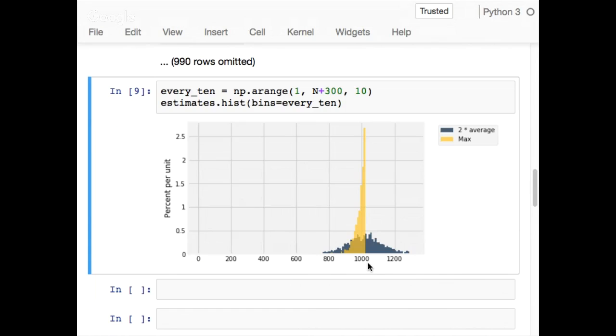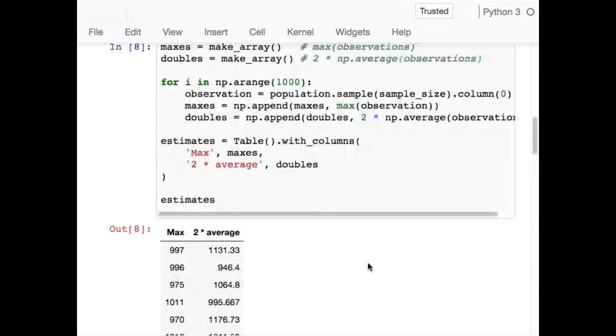It's kind of tricky. Yeah, Luke? How about 2 times the median? How about 2 times the median? Well, we could try it out. So take this.